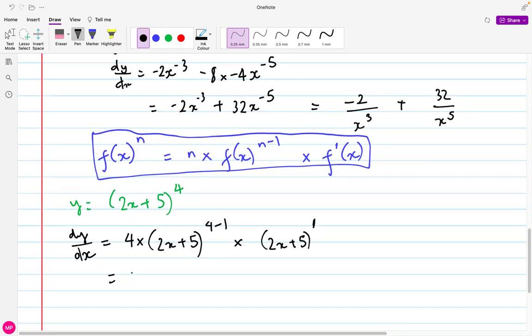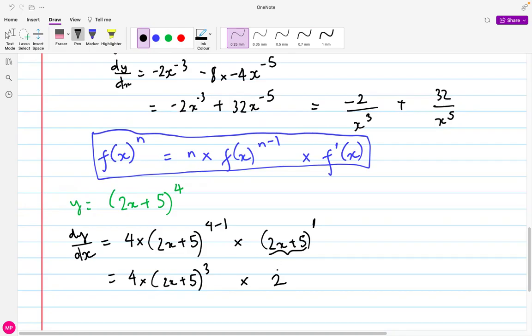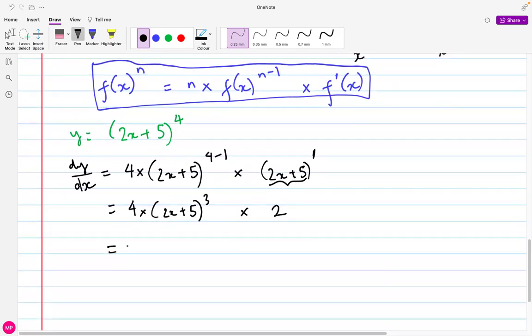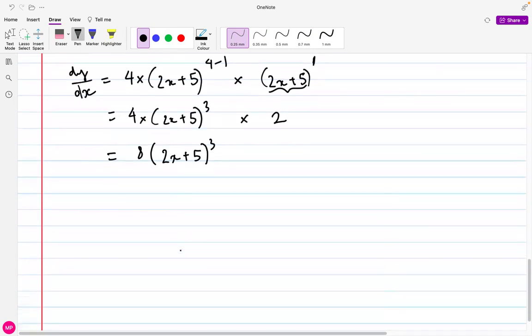All right, so 4 times (2x + 5), 4 minus 1 is 3. And then what is the derivative of 2x + 5? The derivative of 2x equals 2, and the derivative of 5 is 0. So technically you just times by 2. So you have the answer here as 8 times (2x + 5) to the power of 3. And then you're done.